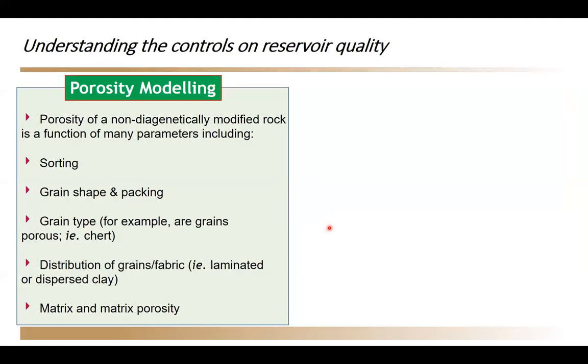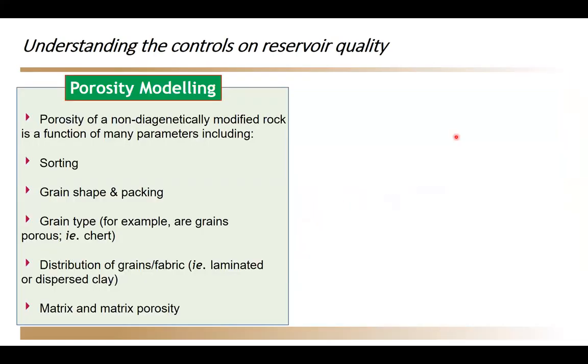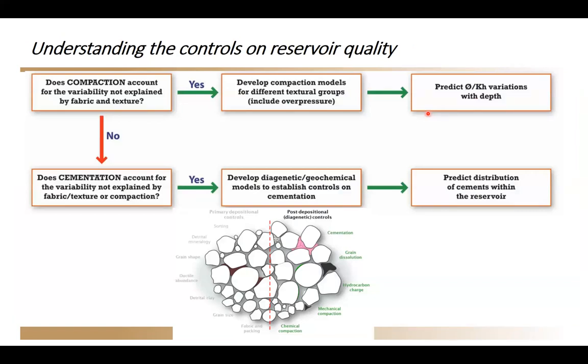I will first ask myself, do the depositional characteristics control my reservoir quality? If so, I focus on my sedimentological model and distribute the reservoir quality on this model, and make a porosity modeling and permeability modeling and convert my reservoir into tubes. Each tube has its own permeability and its own factor controlling reservoir quality. Then I ask myself, will compaction explain the change in the reservoir quality that is not explained by the texture? I will go through the compaction modeling and then predict the reservoir quality with depth vertically.